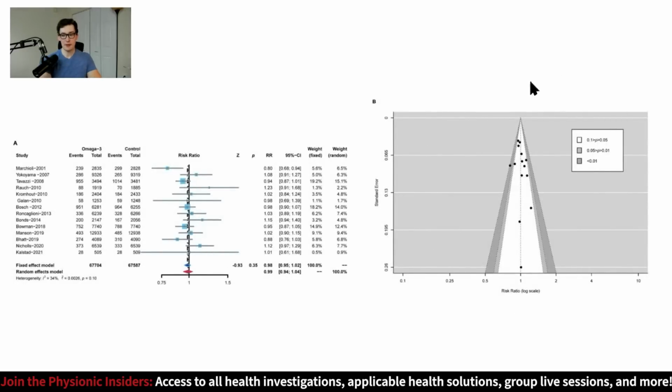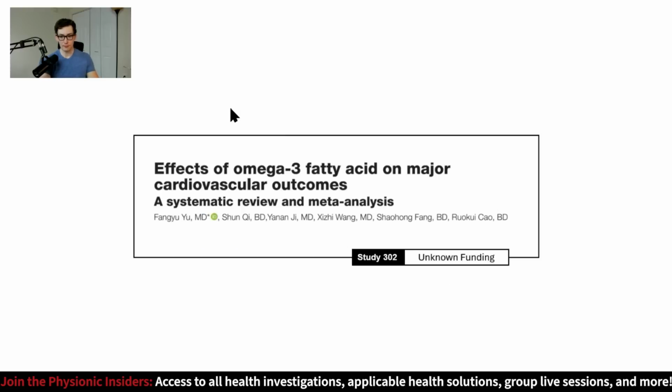Okay, so here we've got the exact same thing. I'm just showing it to you again. But here we're actually looking at the effects. So the effects on total mortality, or all-cause mortality, I should say.